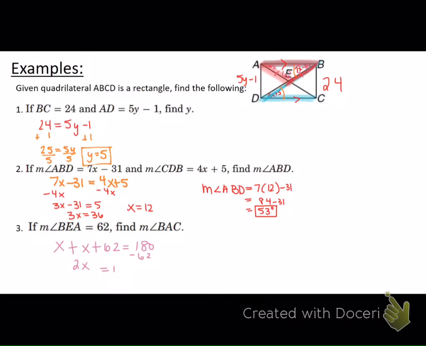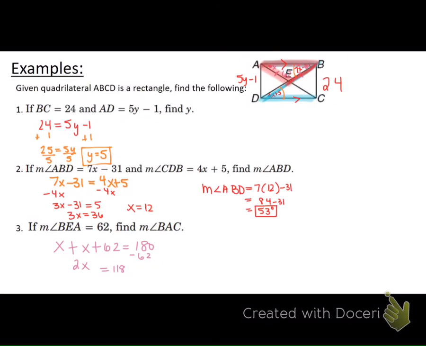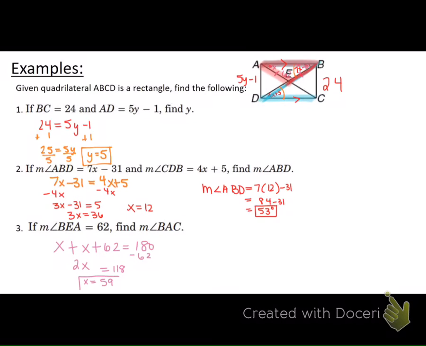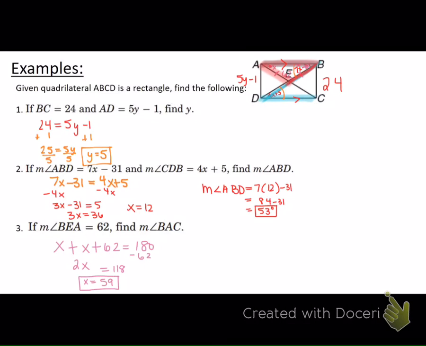What'd you just ask? He said if one is already 62, why can't it just be 62? So it's not like that. This is not the base angles. This is the vertex angle. Is it 59? So that means the measure of angle BAC is 59.